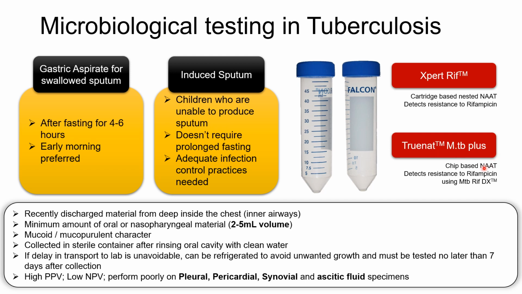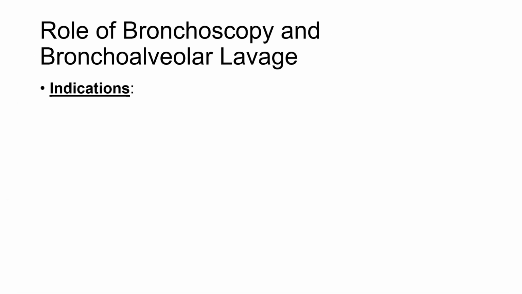The TrueNAT MTB Plus is a chip based NAT and it detects the resistance to rifampicin using MTB Reef DX technology. So what is the role of bronchoscopy and bronchoalveolar lavage? We learned before, if the initial test or initial NAT in the appropriate specimen in a case of highly suggestive findings in the chest X-ray comes negative, we can think about sending bronchoalveolar lavage.